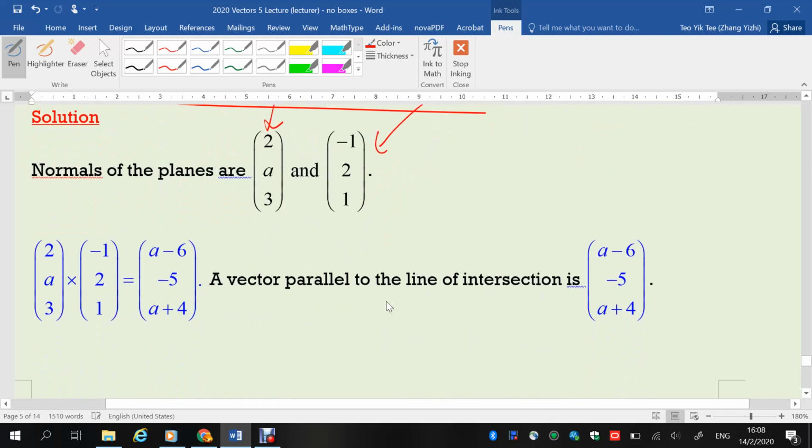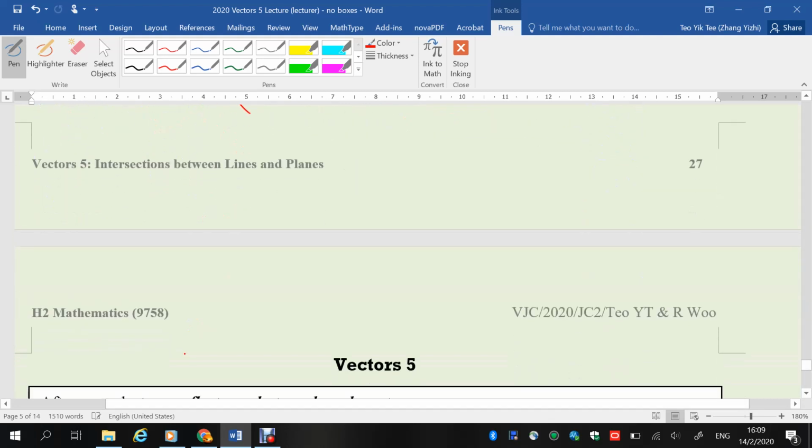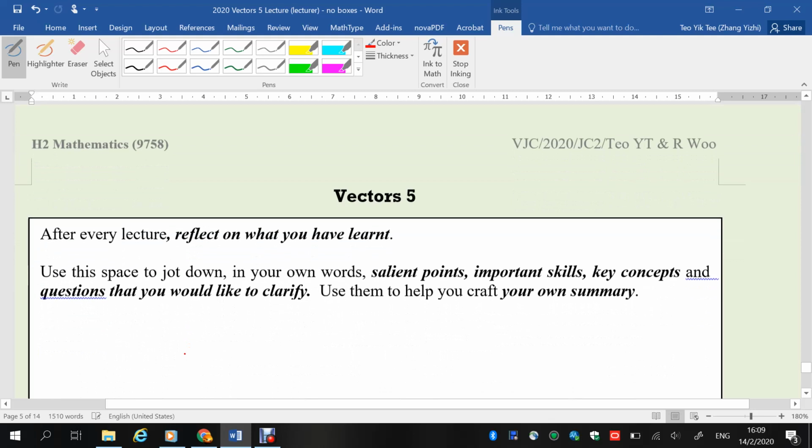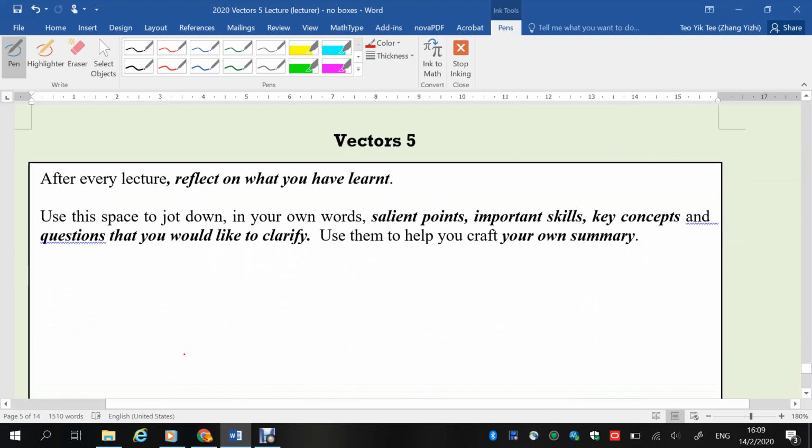What to do next? Activate your cross product. Once you activate your cross product, this is the result. So the vector that is parallel to the line of intersection comes from the cross product of your two normal vectors. Okay, and with that, we have come to the end of this chapter.